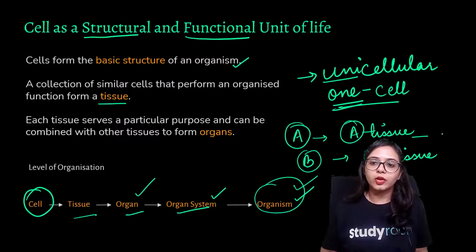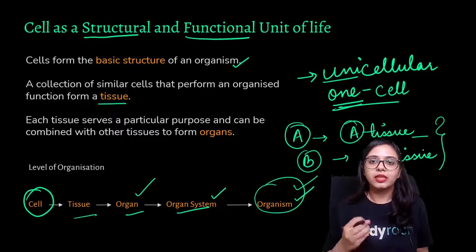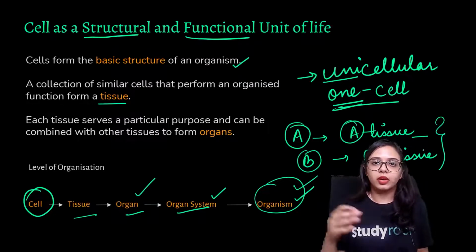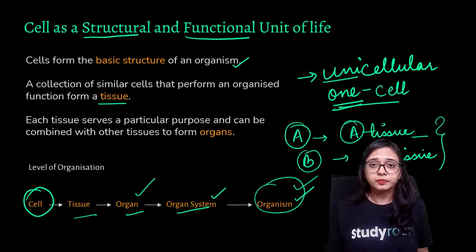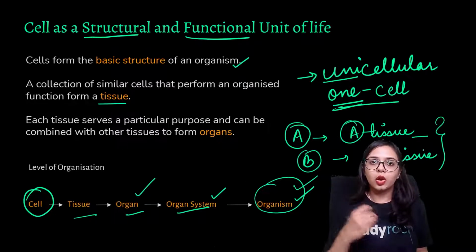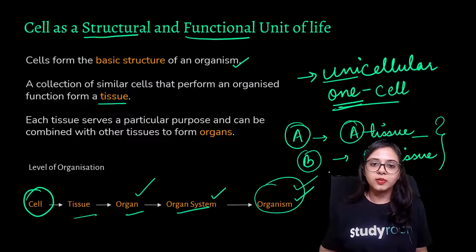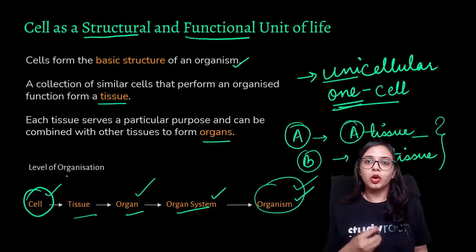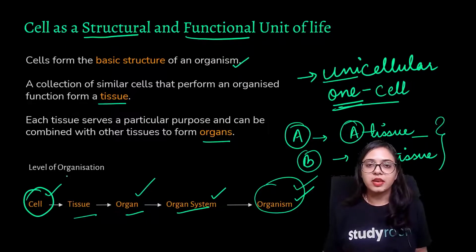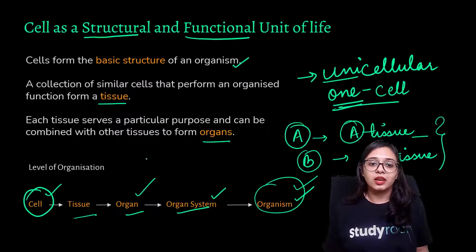So when these kinds of tissues are grouped together, clubbed together, that is how an organ is formed. And when a lot of organs club together, an organ system is formed. And when a lot of organ systems function in one coordination, all right, then an organism exists. Each tissue serves a particular purpose and can be combined with other tissues to form organs. This is what I meant. So this is the level of organization starting with the cell. So before we dive into the biological components of how an organism functions, it is very necessary that we learn about the fundamental unit of life, right?